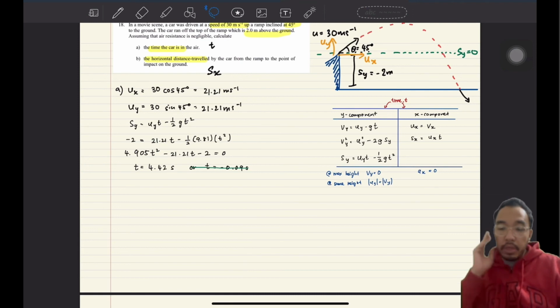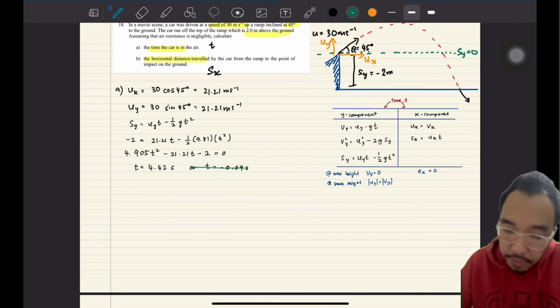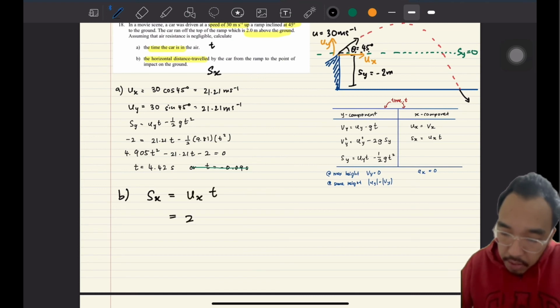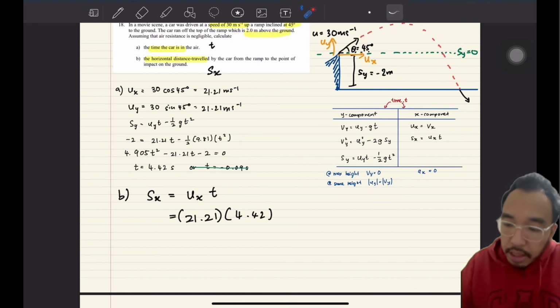B: the horizontal distance traveled by the car from the ramp to the point of impact on the ground. You have the Ux and the time, so this one is straightforward. Use Sx equals Ux t. Ux is 21.21, and you have the time of flight. Like I always tell you, the relation between the x and y components is time. The time it takes for this to happen is the same time it takes for that to happen.